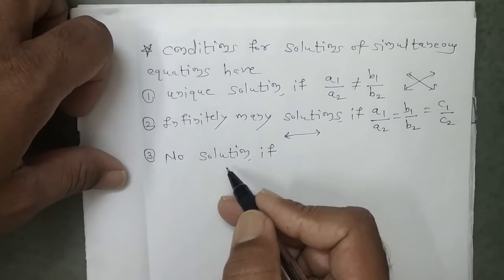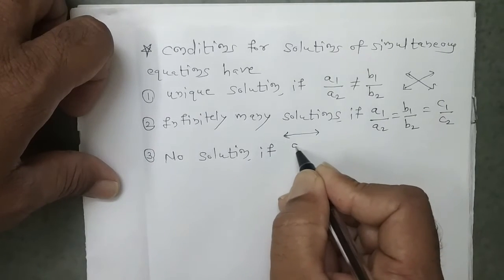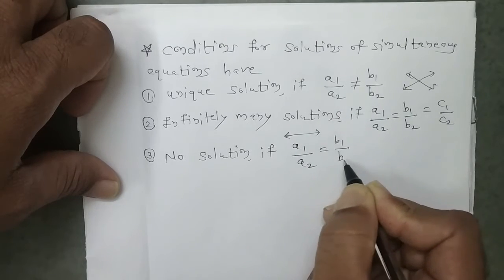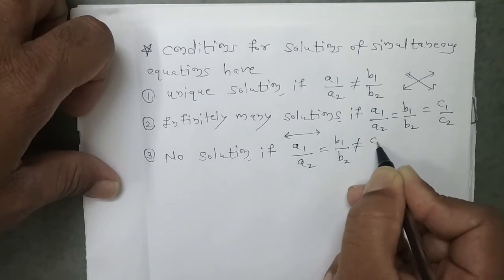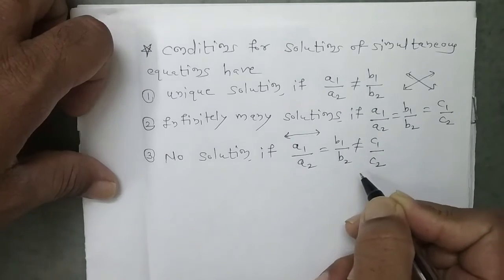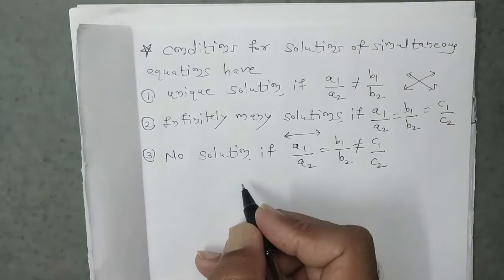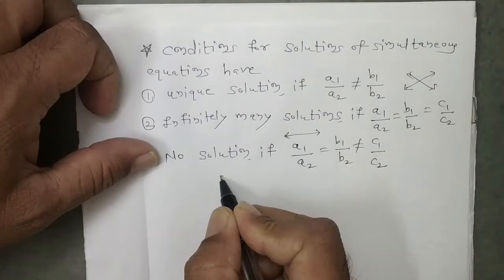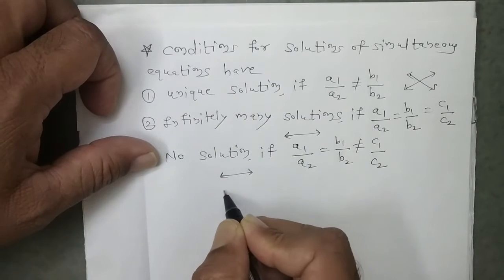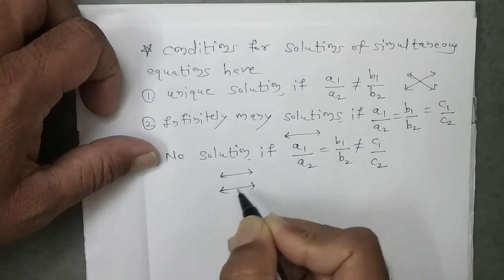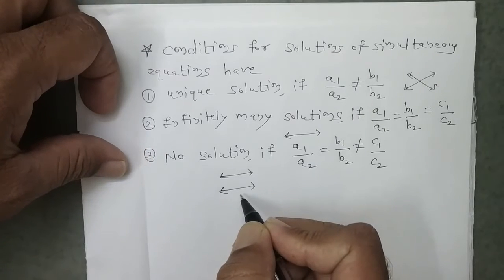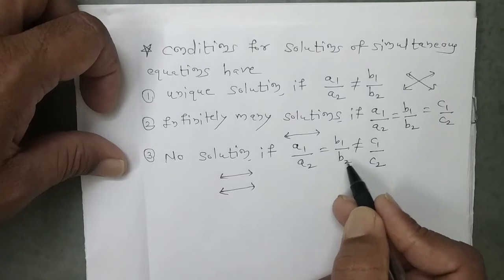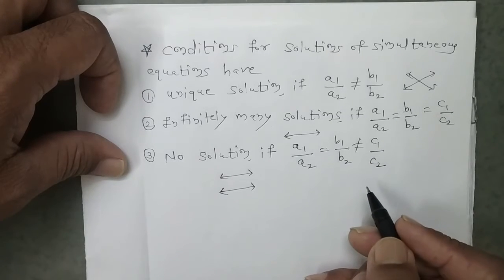And third, no solutions if a1 upon a2 is equal to b1 upon b2 is not equal to c1 upon c2. Now if we plot a graph of the two simultaneous equations, they are parallel to each other, that is, they have no common point. Therefore the condition is a1 upon a2 is equal to b1 upon b2 is not equal to c1 upon c2.